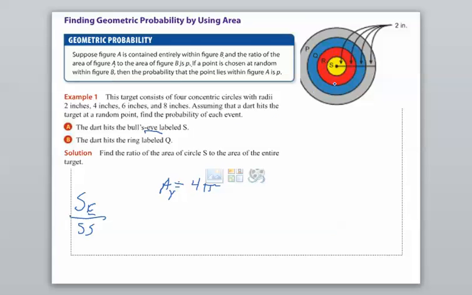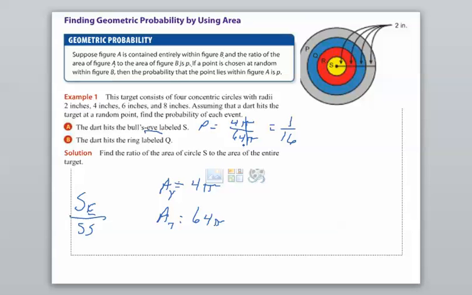What's the area of the whole target? Well, that's 2, 4, 6, 8. And the area of the target is going to be 8 squared, 64 times pi. So hitting this bullseye, my probability here is going to be 4 pi divided by 64 pi. Well, the pi is going to cancel out. This is going to reduce to 1 out of 16.